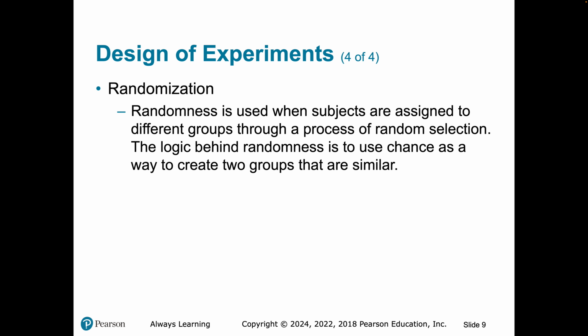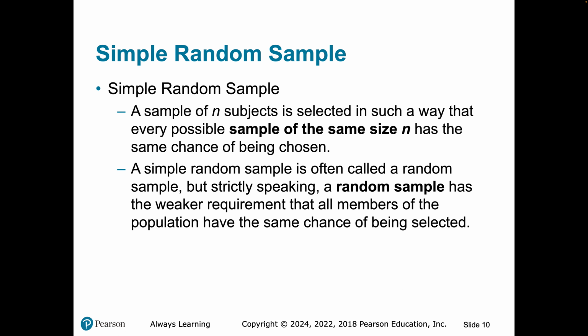Randomization is where subjects are assigned to different groups. The logic behind randomness is to use chance as a way to create two groups that are similar. So if you had a bunch of people who have high blood pressure again, and you want to implement a treatment versus a placebo, you would randomly select the people who got the placebo, and you would randomly select the people who got the treatment. So that's what is meant by randomization. Simple random sample, we sometimes call that SRS.